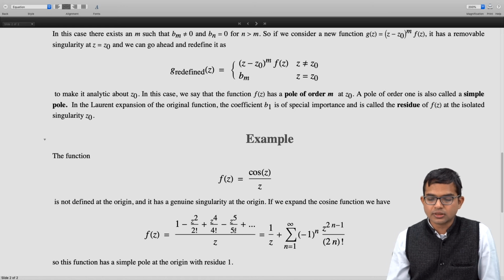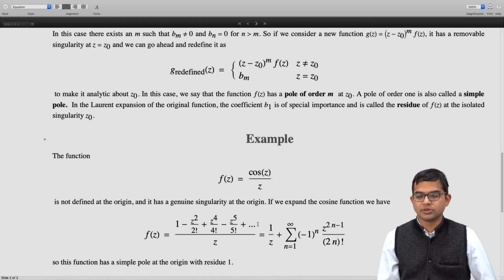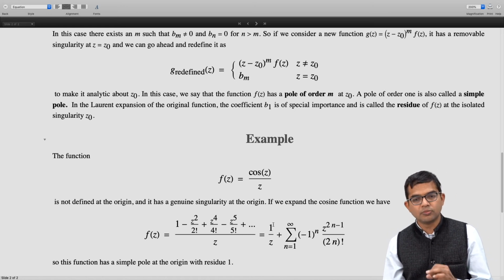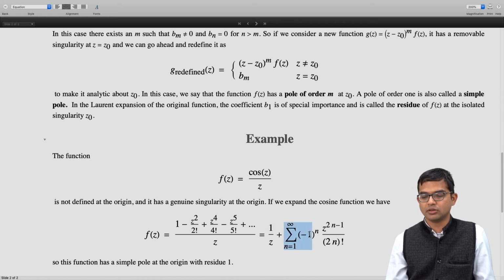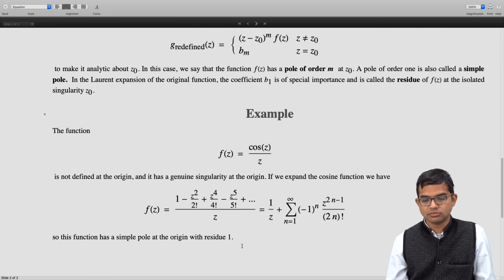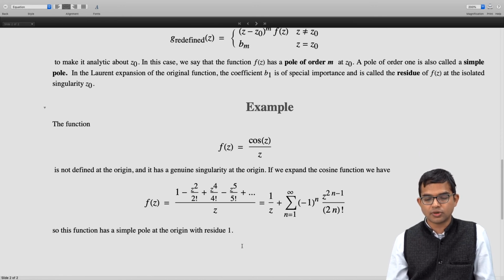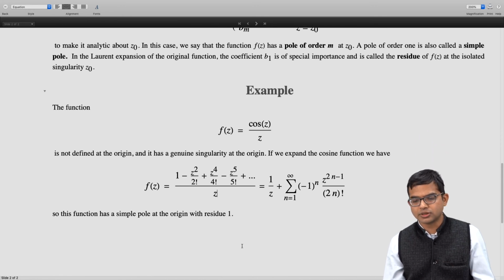And so this is the expansion for this function, and it has a genuine pole, and it turns out to be a simple pole, because you see that it's just 1 over z, and all of this is the regular part, and the coefficient corresponding to 1 over z is just 1, and that's the residue for this. It's straightforward to evaluate the residue. But we'll come back to the residues a little bit later.